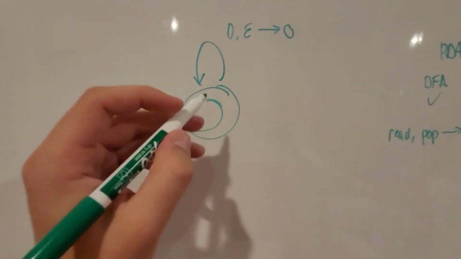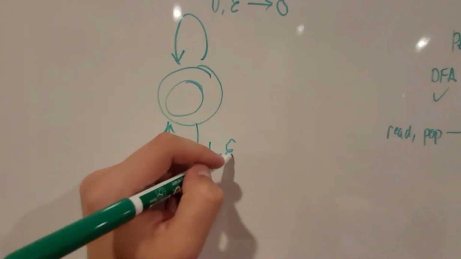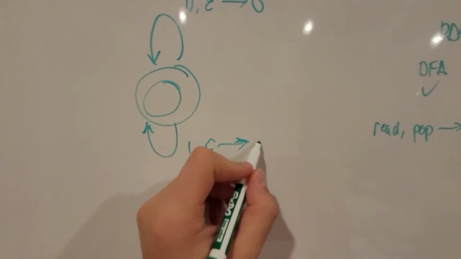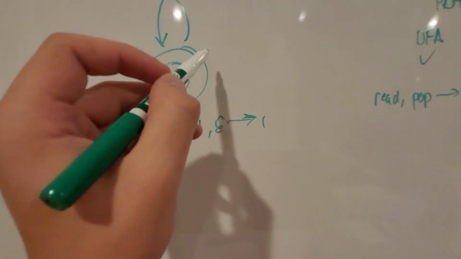All right, and we can do the same thing with the 1. If we read a 1, we pop nothing, and we take that 1 and put it on the stack. All right, so what do we do here?